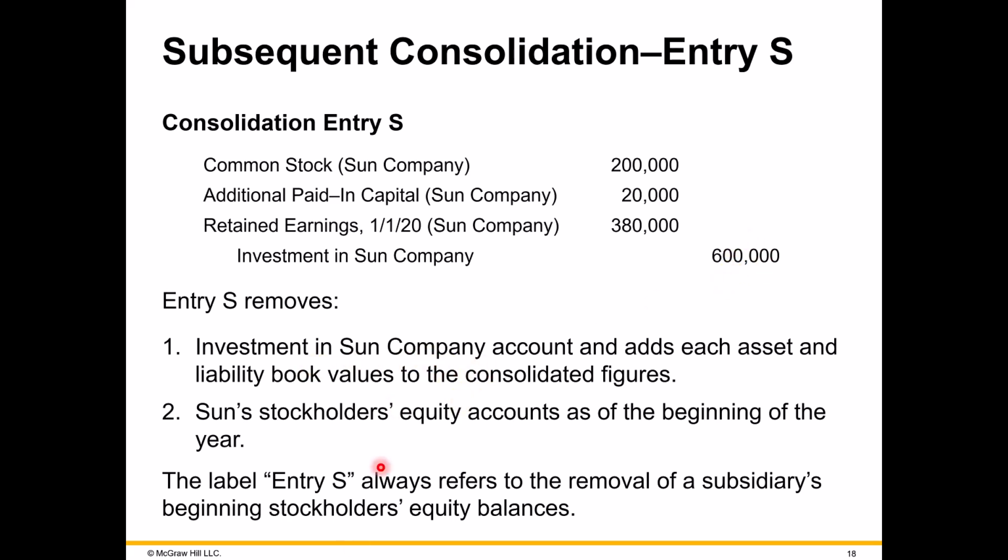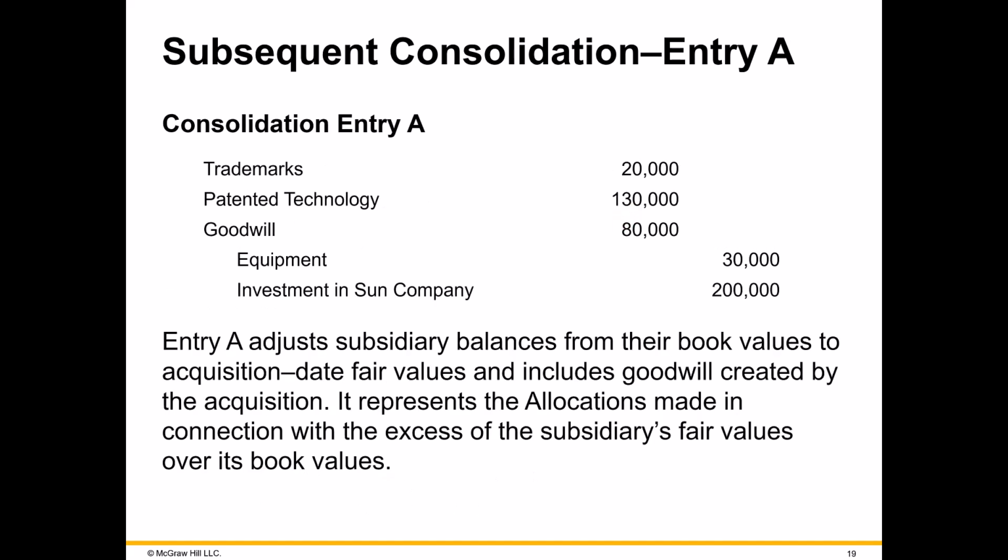And next entry, entry letter A. Entry letter A is to put in the excess costs we had paid in acquiring the assets of the sub: additional trademark, additional patent, that amount we had to plug in that couldn't account for any identifiable asset, additional goodwill, and of course the reduction to the overvalued equipment. And again, the net is to get rid of that excess we had paid over the book value of the sub, the 200,000, by reducing the investment asset account on the books of the parent.